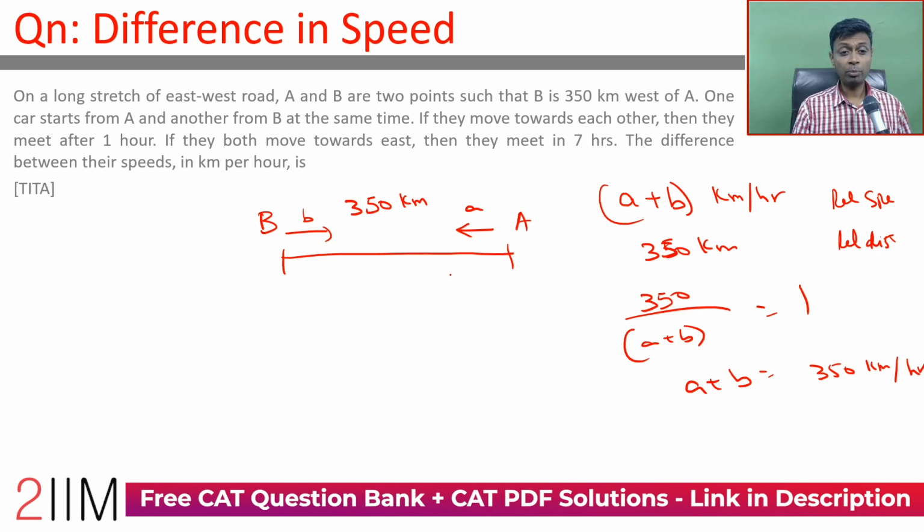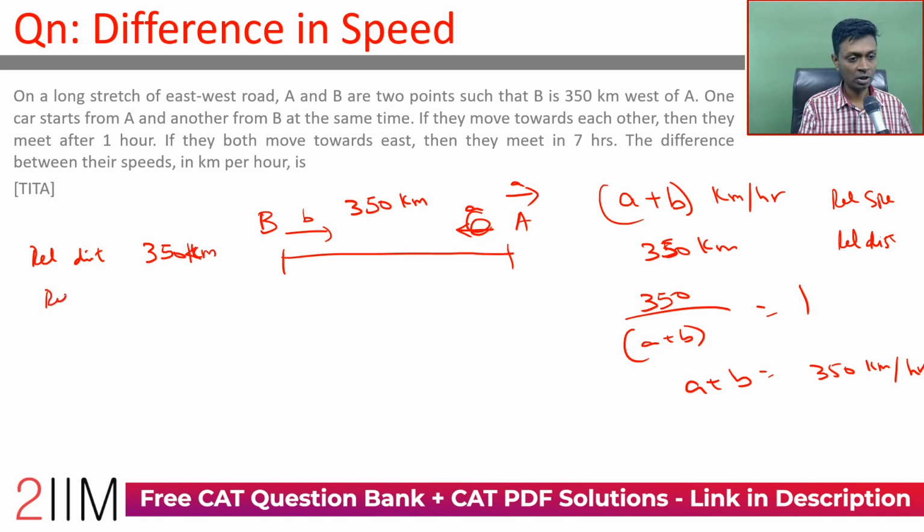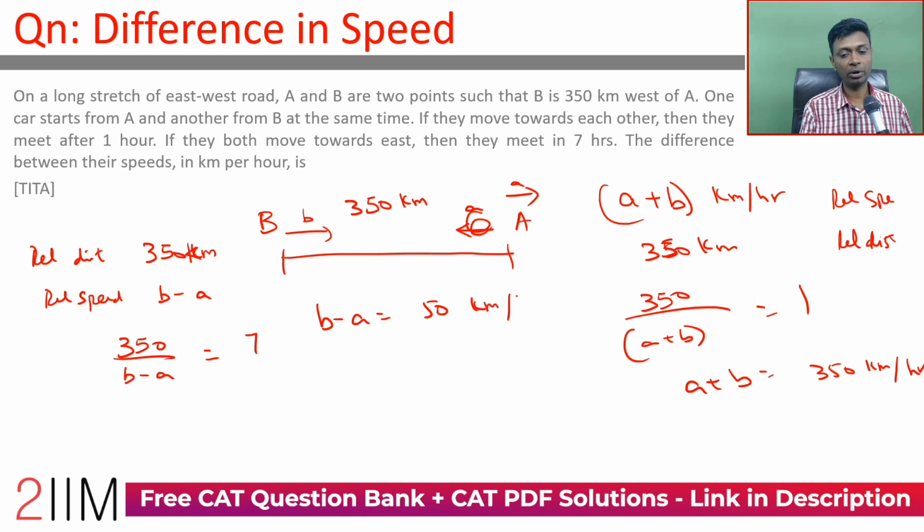If they both move towards east, this is west. If both move towards east, that means A is going like this. Then they meet in 7 hours. And so B is catching up on A. Once again, the relative distance will be 350 kilometers. The 350 kilometer gap has to be caught up by B. Relative speed is B minus A. B has to be going faster. Only then they'll catch up because they're going east. So 350 by B minus A equals 7 hours, or B minus A is 50 kilometers per hour.